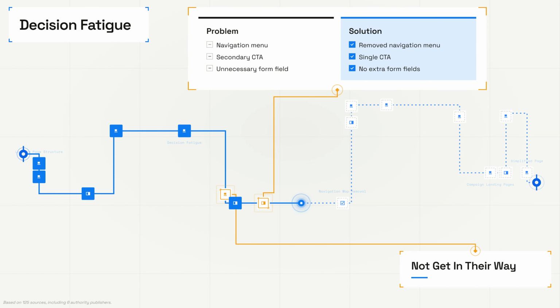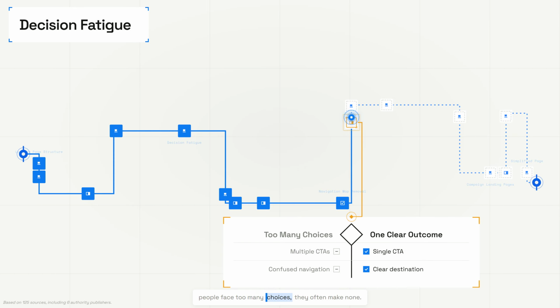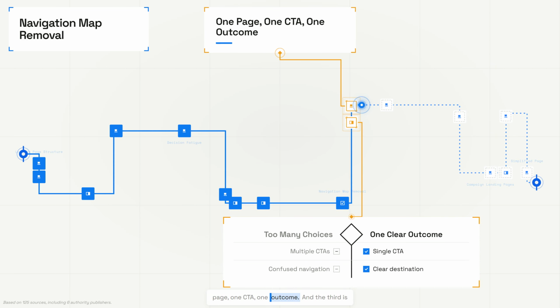quietly undo it. First is that navigation menu. Adding your site header to a landing page turns it back into a website page. You're handing the visitor a map out of the conversion journey before they've even taken a single step. Remove it entirely. Second, multiple calls to action. If your page asks visitors to book a demo, download a guide, and then follow me on LinkedIn, you've created a decision problem. When people face too many choices, they often make none. One page, one CTA, one outcome.